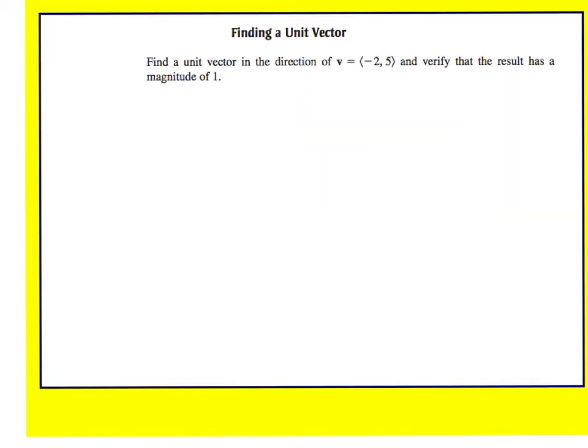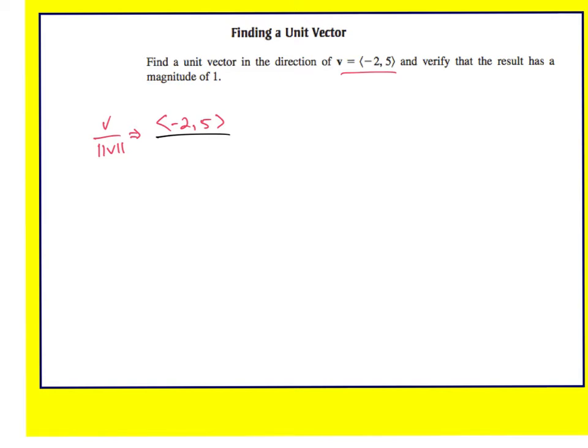Angela's going to read for us. Find the unit vector in the direction of v equals <-2, 5> and verify that the result has a magnitude of 1. So we need a vector that goes in this direction, but only goes out 1. We need to basically strip its magnitude from it. So we put vector v over the magnitude of vector v. We have <-2, 5> inside the angle brackets, the chevrons, to show that it's in component form of a vector. And then we need to put it over its magnitude. How do we find its magnitude?